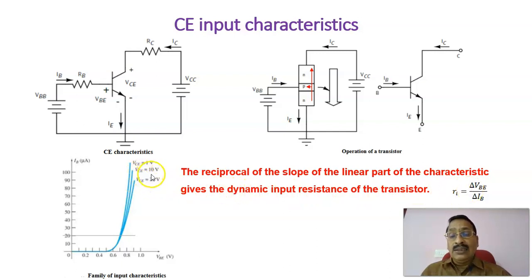Now let us see, as VCE increases, you can see that the input characteristics shift towards the right side. That is because of what we call the early effect, which we'll explain in the next slide.